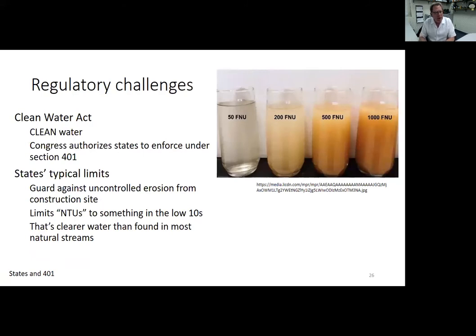What's challenging about this is that the Clean Water Act was written for clean water, and states typically have pretty low limits on nephelometric turbidity units, that is, how turbid water can be. The Clean Water Act was written with controlling erosion from construction sites in mind. It was not really written in terms of moving sediment downstream from a dam. So it's a little challenging when you approach a state and say, that's what I want to do.